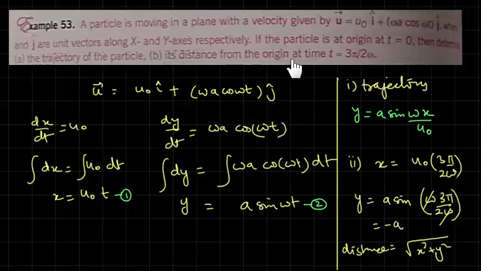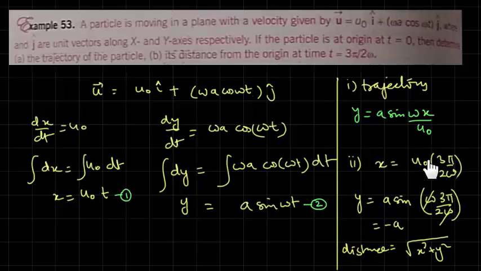Its distance from the origin at time t is equal to 3π/2ω. So if we know the x and y coordinates of the particle at t equal to 3π/2ω, we'll know its final location, and we already know its initial location, that is the origin. So we will know the distance traveled by the particle, which will be under root of x square plus y square. So at 3π/2ω, what is x?